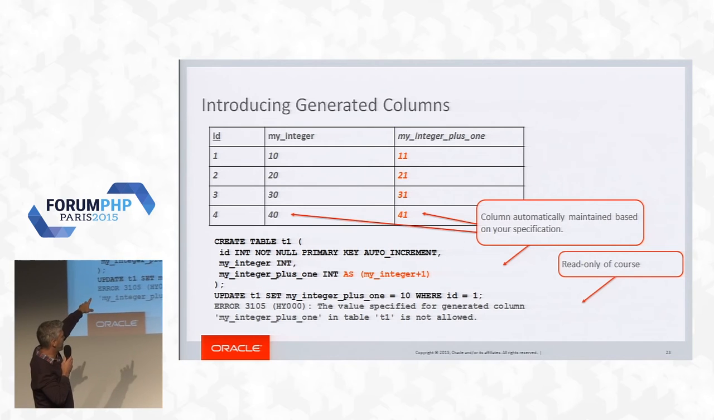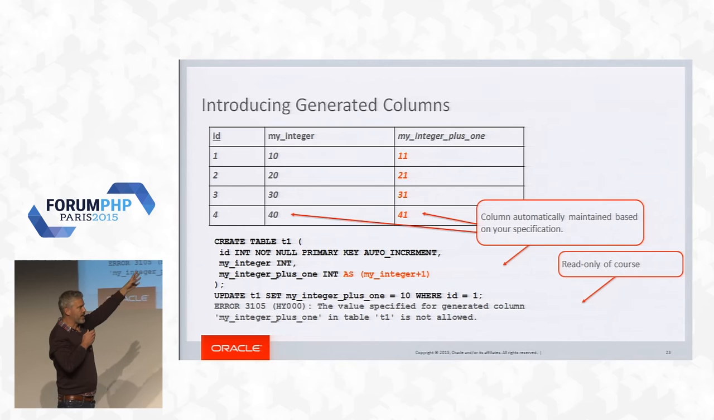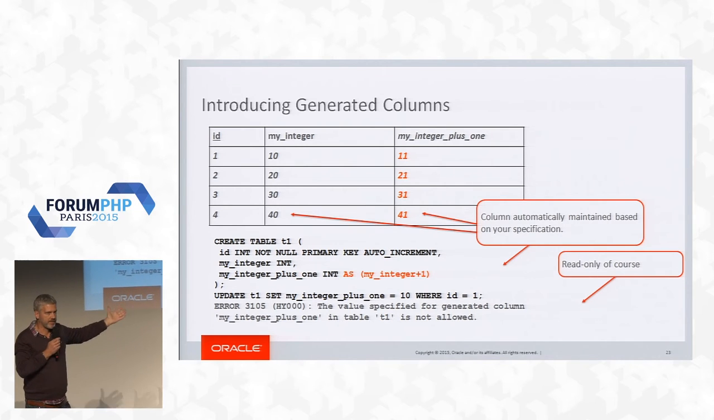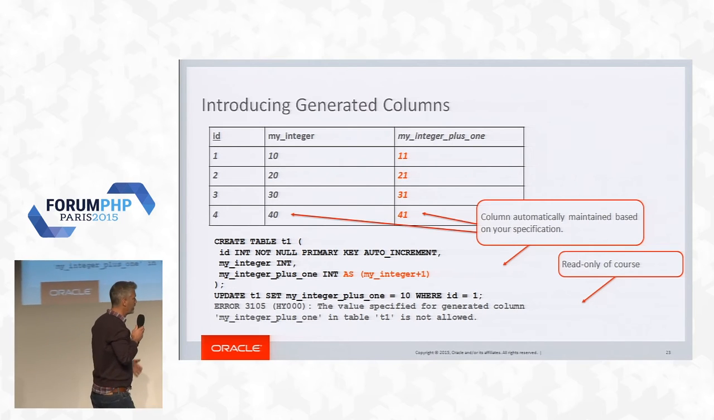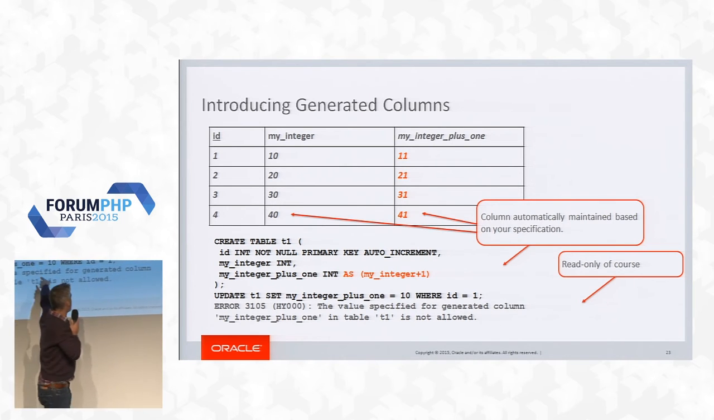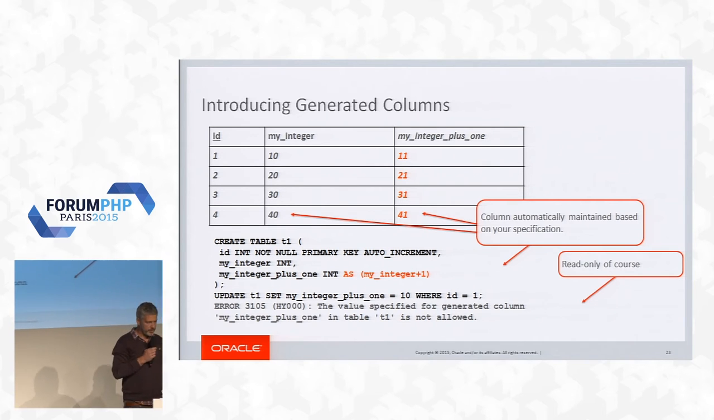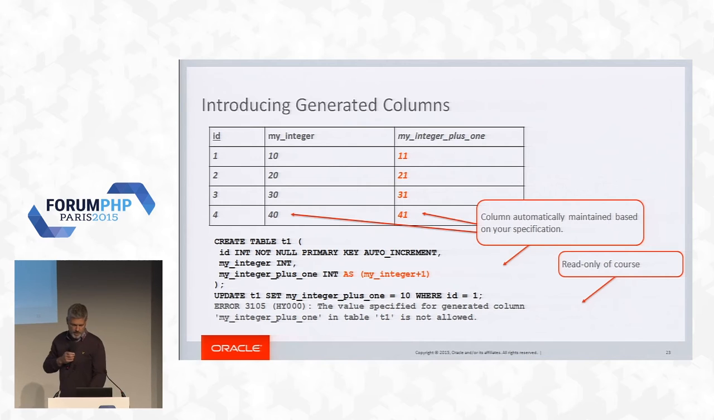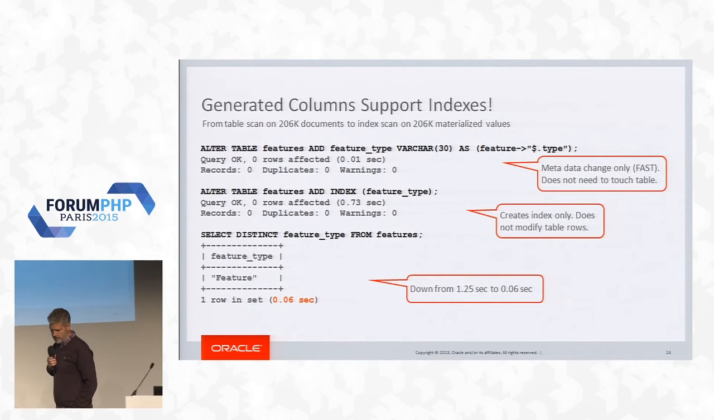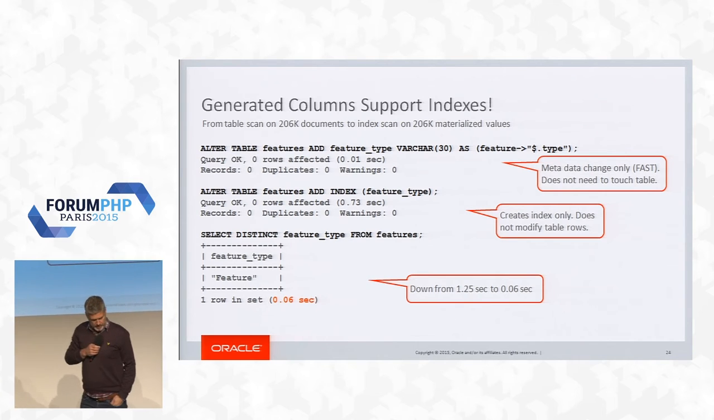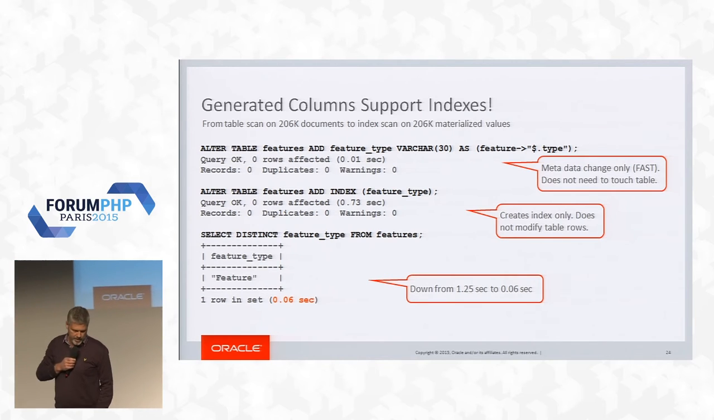So if you change something or you add something to my integer, it will always make sure that my integer plus one is exactly as you specified it. So, great feature, could be any type of function here, or plus or minus, or whatever you might want to do. Use your imagination there, and you can make use of it. But before I jump into that, let's look at how we use this in conjunction with JSON.